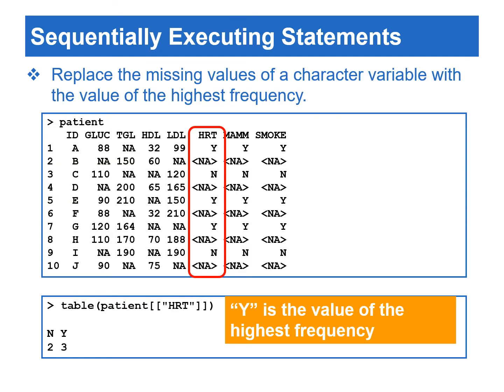This example shows how to impute character variables. To impute a character variable, we can replace the missing values with the value of the highest frequency. We can use the table function to build a contingency table of the counts of a given variable. For example, the results from the table function for the HRT variable show us that there are 3 y's and 2 n's. So, we need to replace the missing values with y.